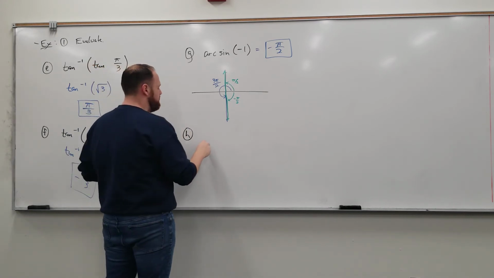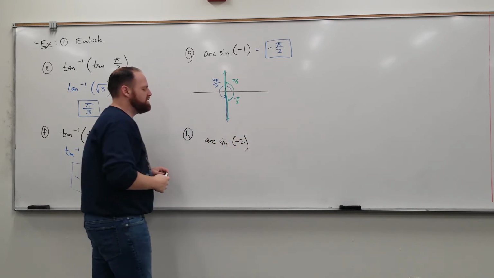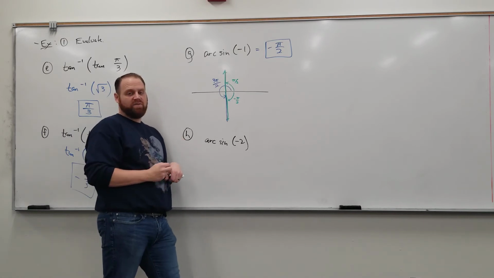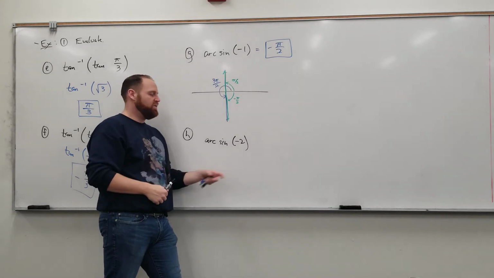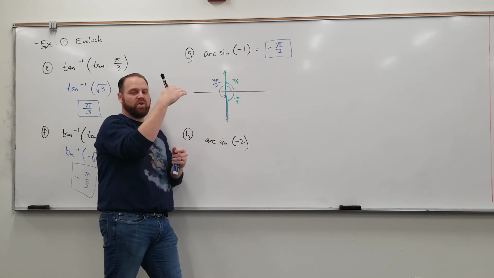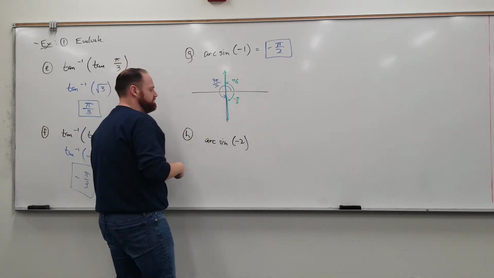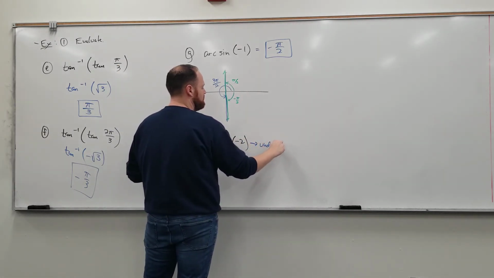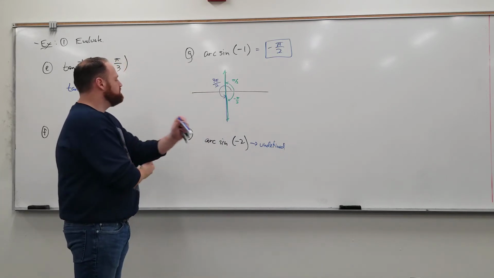Another thing to be careful of is if you are asked a question like arcsine of -2. Well, then you know it's nonsense right off the bat, because you'd be looking for an angle such that sine of that angle is -2. Impossible. Sine lives between -1 and 1. So this thing is undefined. No such angle exists.